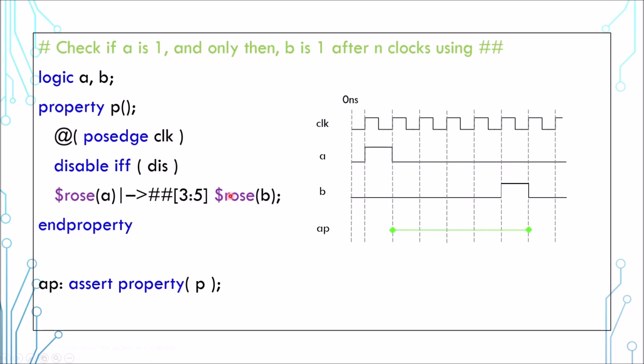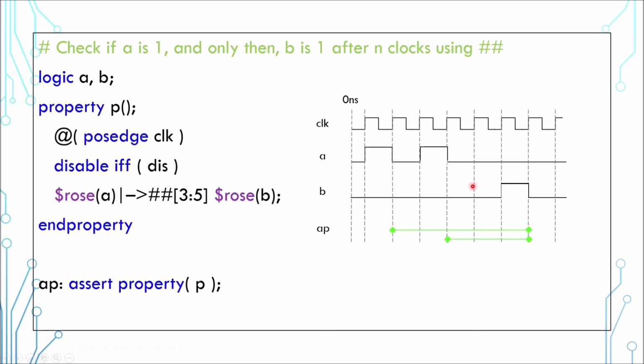Now here's a quiz. A rises here and B rises 5 clocks later, which is expected. Say A rises again here, but there is no new B rising. Would this fail? The answer is no, because B rises 3 clocks later from here, which matches the property coding.